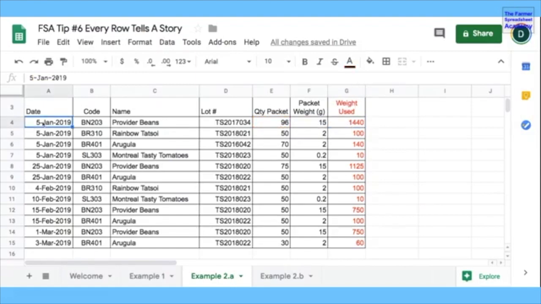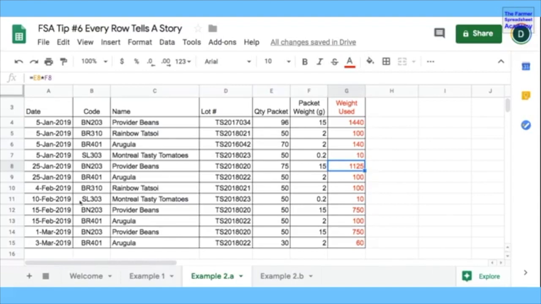So on January 5th, we packed some provider beans, good old BN203, from lot TS 2017-034. We packed 96 packets at 15 grams per packet, and that meant we used 1,440 grams total. On January 25th, we packed some more of this provider bean, this time of a different lot. So this is TS 2018-020. We packed 75 packets, again at 15 grams each, and this was just over a kilogram, 1,125 grams.